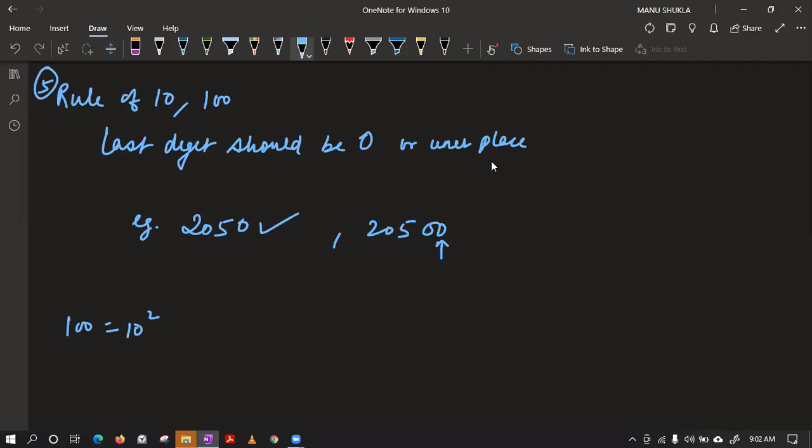Now see, 100 can be written as 10 power 2. So what can we say about 100, beta? What should be the rule for 100? As 100 is 10 power 2, what should be the rule of divisibility for 100? The last 2 digits should be 0. Very good.